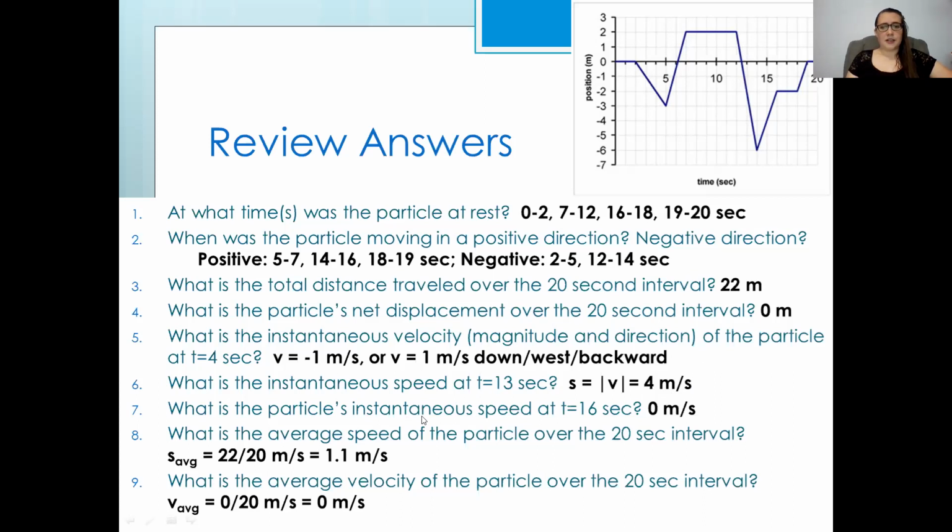The particle's instantaneous speed at 16 seconds. Well, at 16 seconds, it stops moving, right? The position doesn't change. So the speed is 0 meters per second.